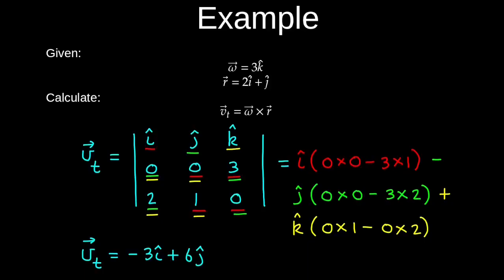And you'll notice that this is the tangent vector resulting from the cross product of the angular velocity with the radial vector in circular motion. And now I'll leave it for you as an exercise to check that this vector is perpendicular to both of these vectors involved in the cross product by taking its dot product with each of those vectors, which should be 0.